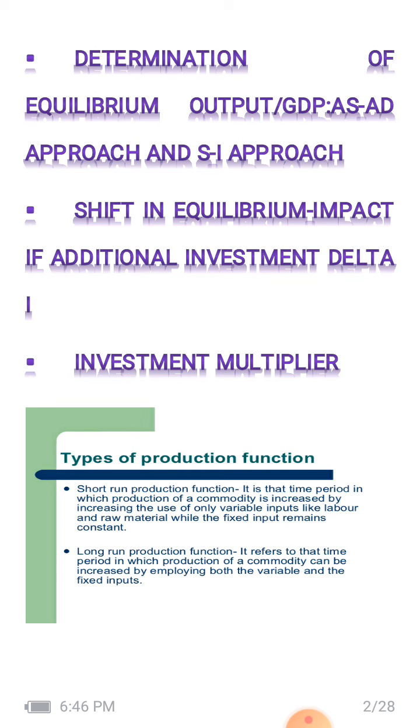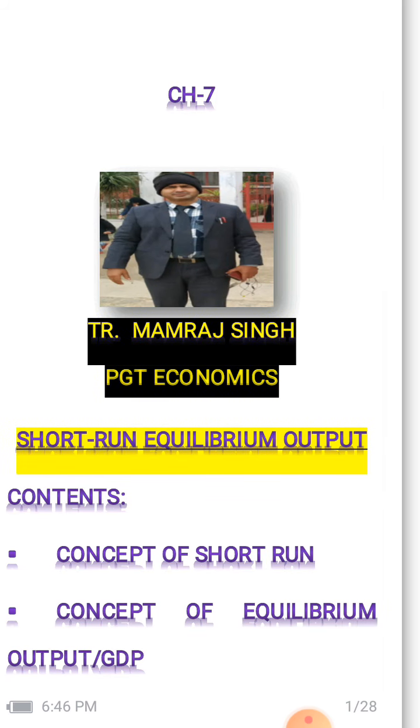aggregate supply and aggregate demand approach, and saving and investment approach. Shift in equilibrium impact if there is additional investment, delta I, and the investment multiplier.